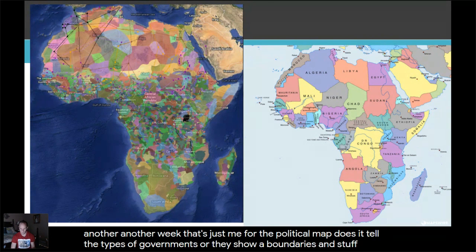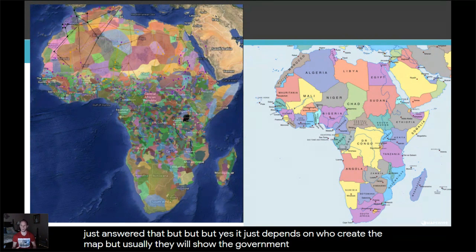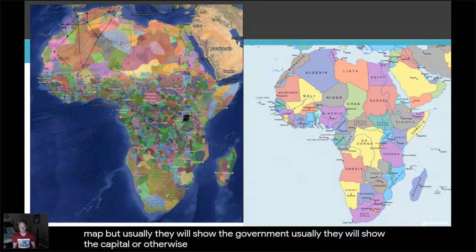For the political map, does it tell the types of governments, or do they show boundaries and stuff? I think I just answered that. But yes, it depends on who created the map. Usually they will show the government, usually they will show the capital or other influential cities, and you might get more or less depending on who makes the map.